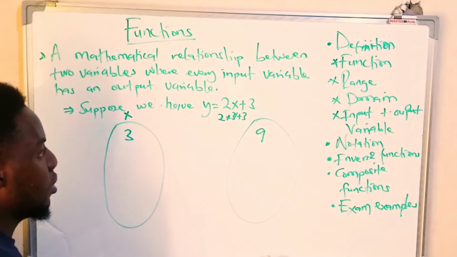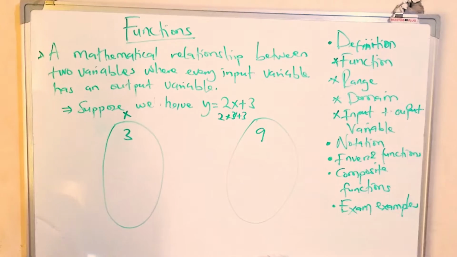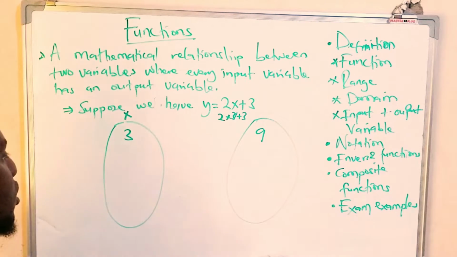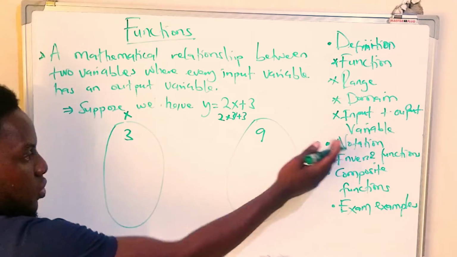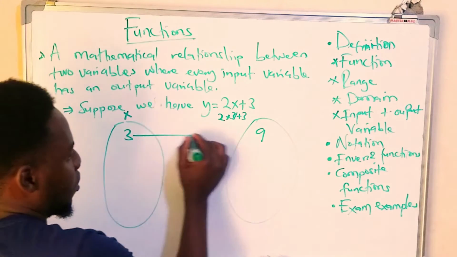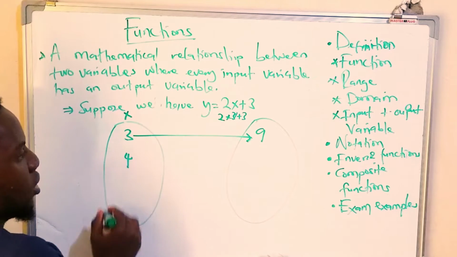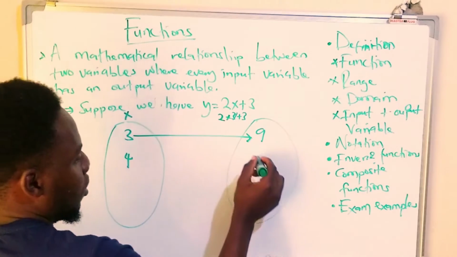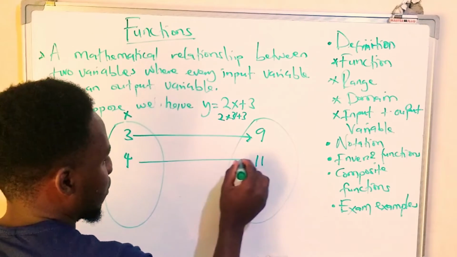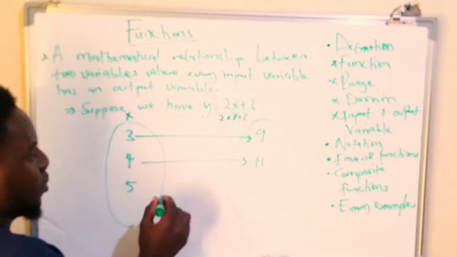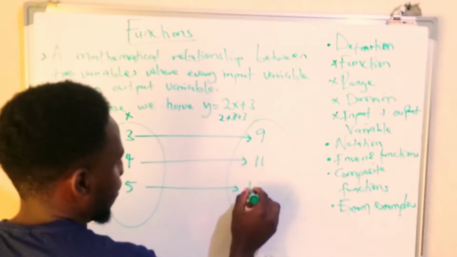So what we're trying to say here is that the value of x will determine the value of y. When you're using, as we're going to see under notations, we're going to say this one is going to be that. If we choose 4 here, we're going to have 11 there. If we choose 5, we're going to have 13 there.